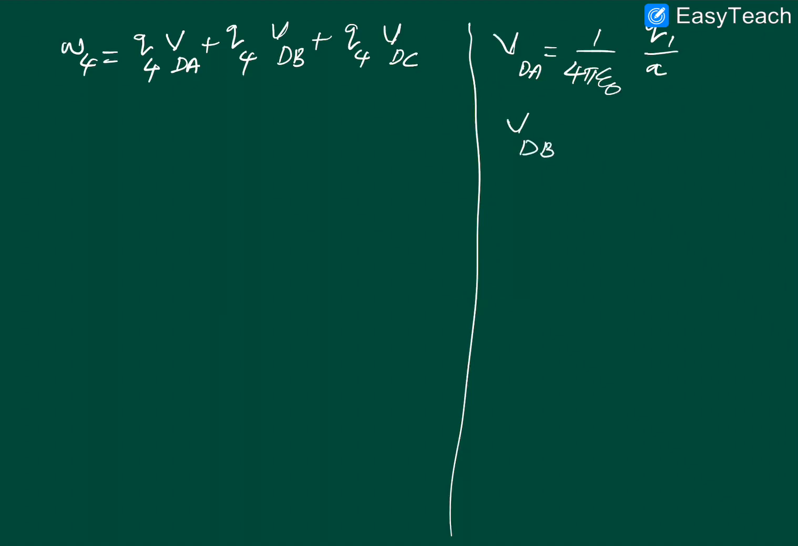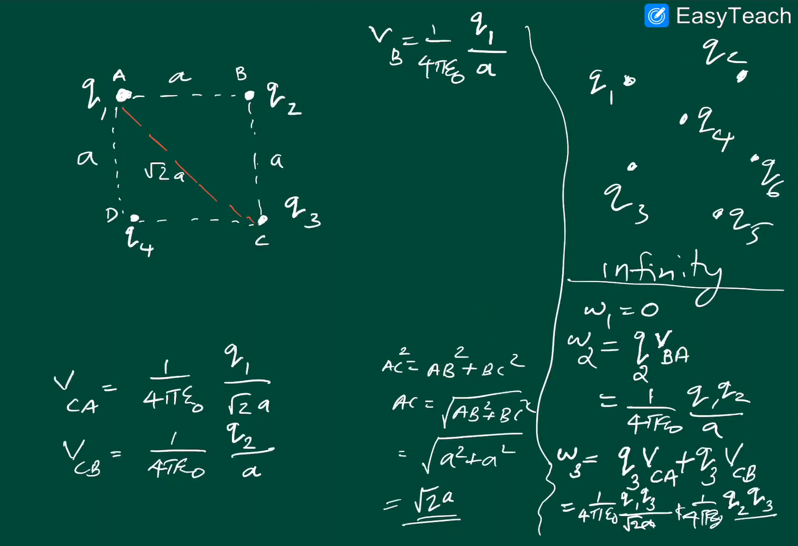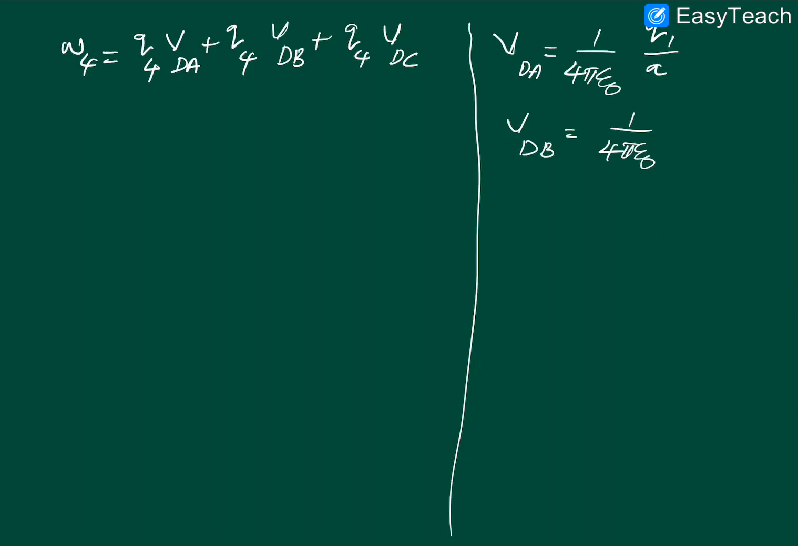Similarly, what is VDB? 1 by 4 pi epsilon 0. Which charge is at B? It is Q2. And what is the distance from Q2 to Q4? This is the distance. It is again the same as root 2a, isn't it? So the distance is root 2a, and the charge which is creating that potential is Q2, isn't it? Q2 by root 2a.